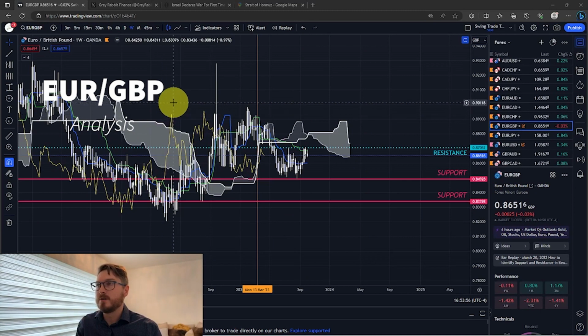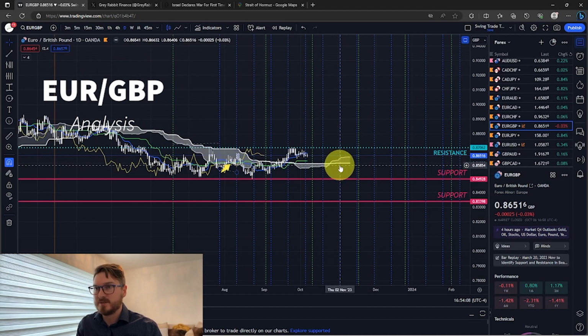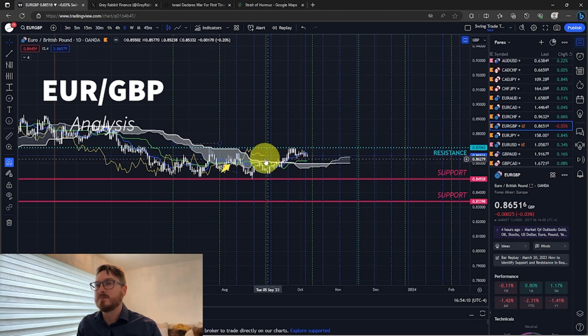Okay guys, here we are, Euro British Pound, and this is on the weekly chart. This is a ranging market here on the weekly. Everything's flat, so let's go to the daily. And you can see here on the daily too that everything is flat. So I will be avoiding this market this week.